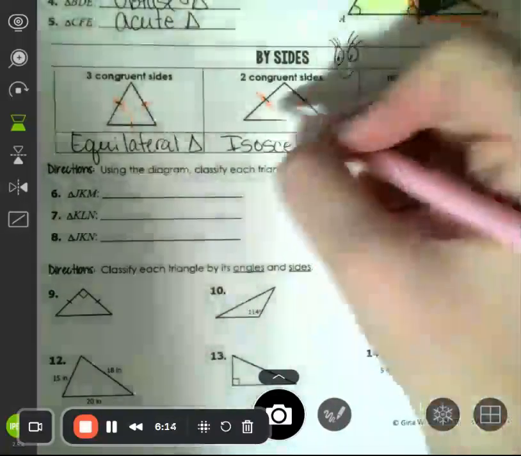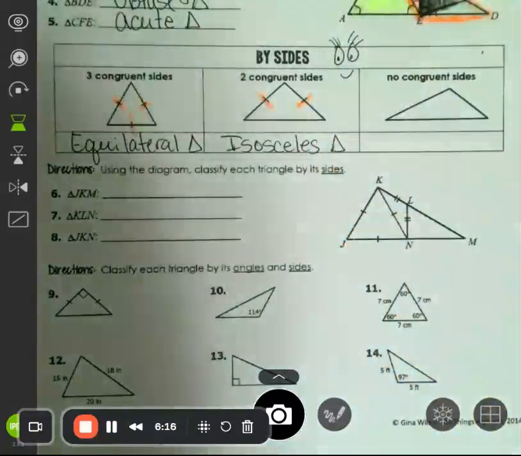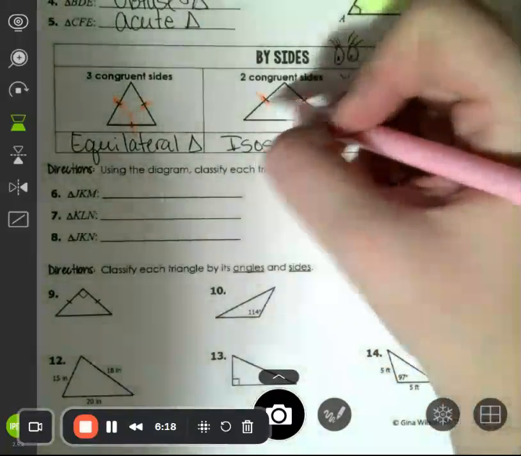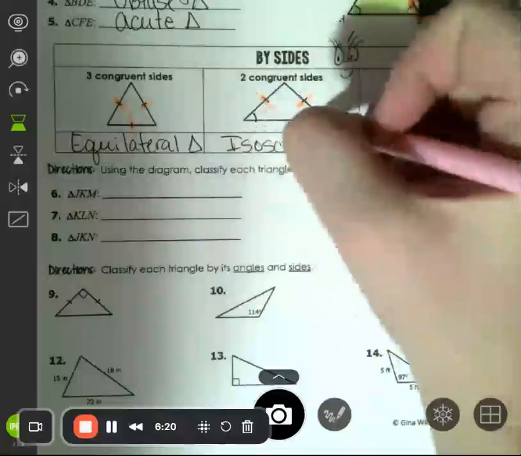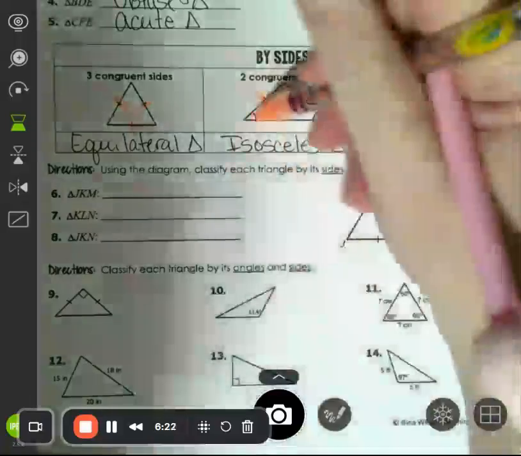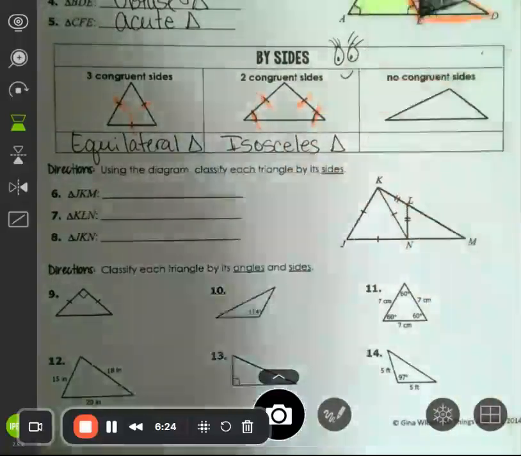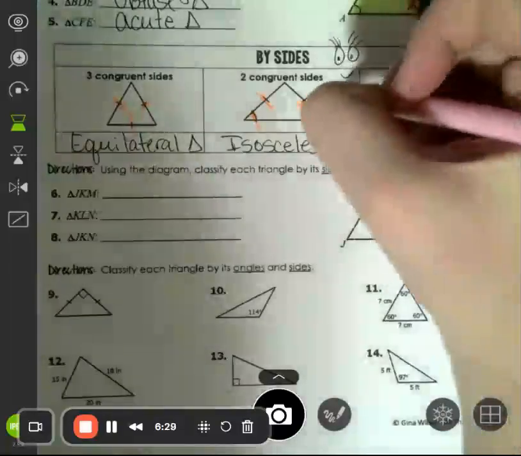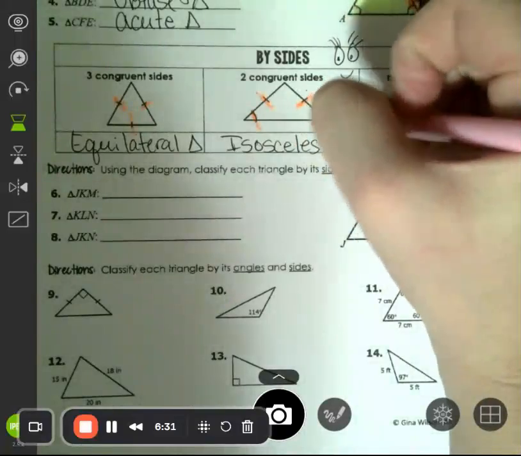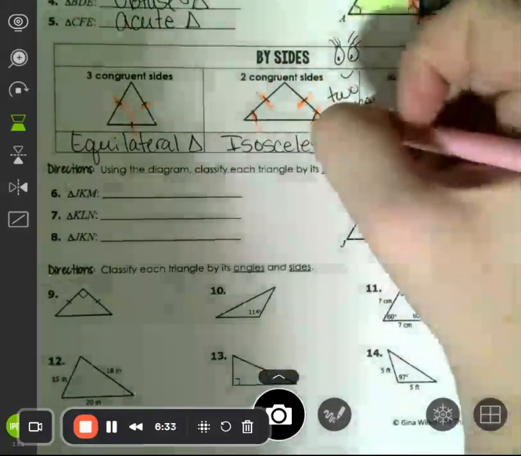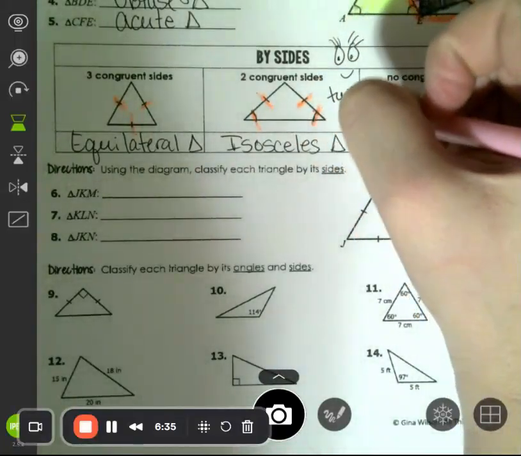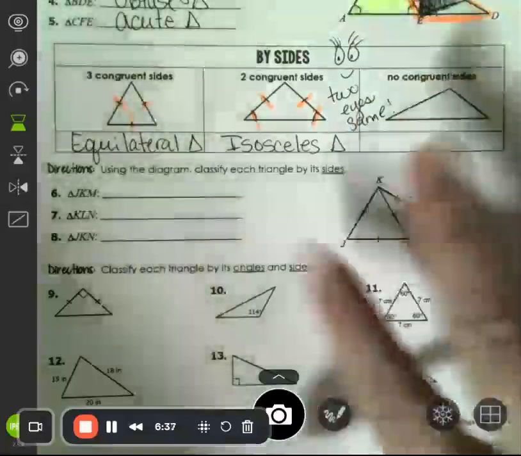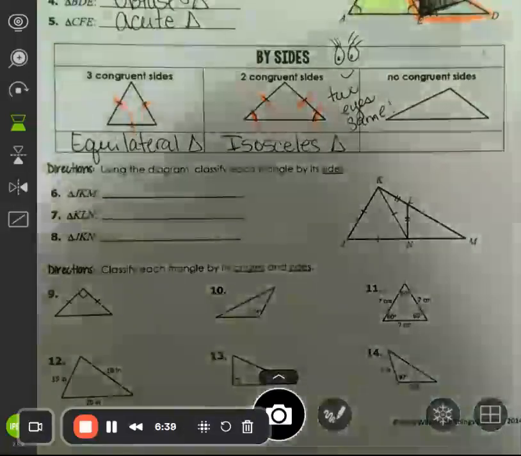It has two legs that are the same. And something special happens in isosceles triangles: if the two legs are the same, then the two base angles are also congruent. So isosceles, you have two eyes that are the same. It has two legs that are the same, or two angles.